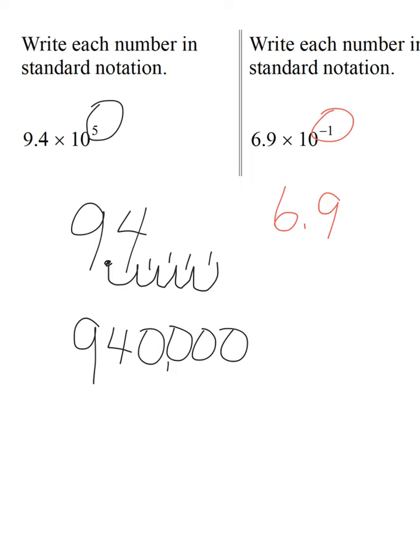So I've got to think, which way would I move it to make the number get smaller? Well, I would go to the left. That will cause it to be a number less than 1. So it would be 0.69. Let's go ahead and put that 0 in to the 1's place as our placeholder.